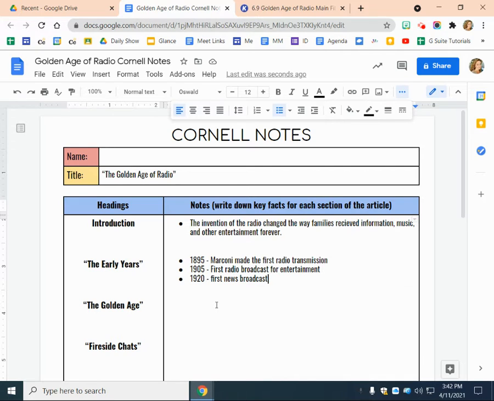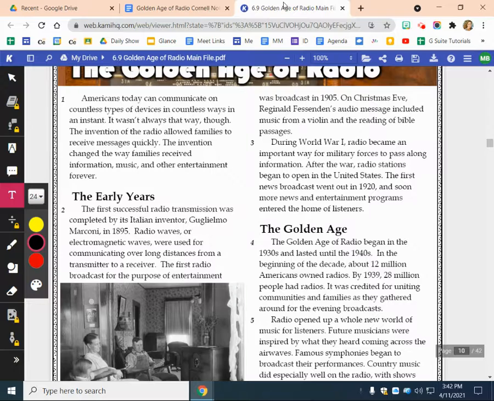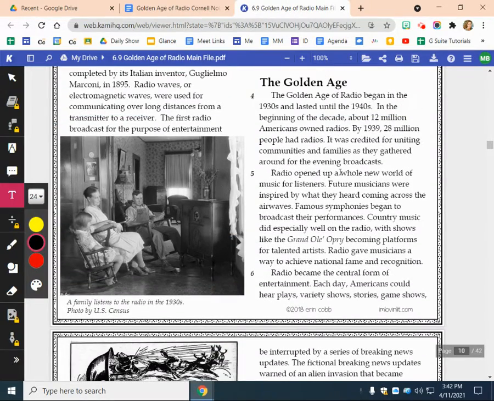Okay, this is just kind of mapping your way through the text, so you can see what you've read as you go through it. Just the main facts. All right, I'm going to move that down and get my bullet ready for the Golden Age. Here we go. The Golden Age.